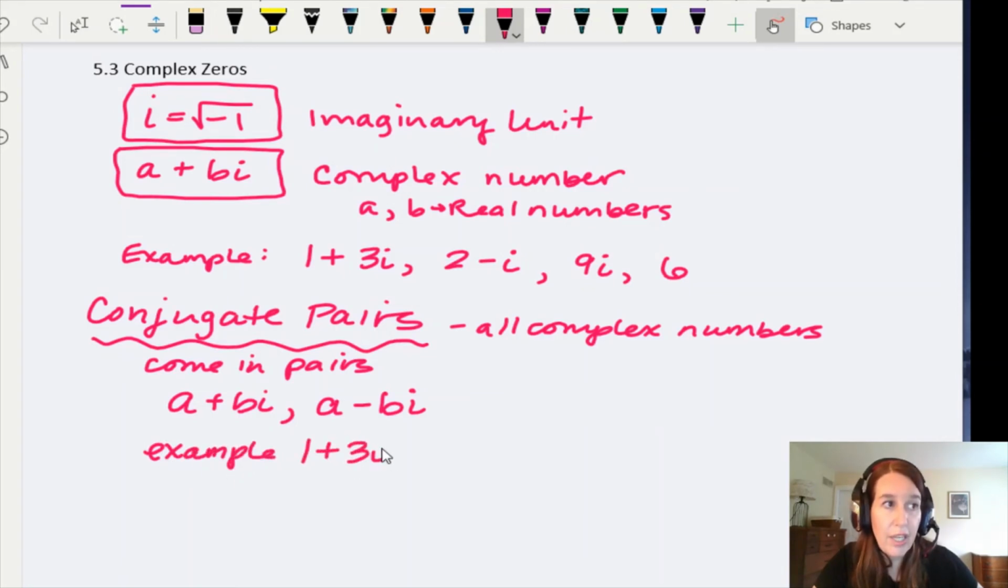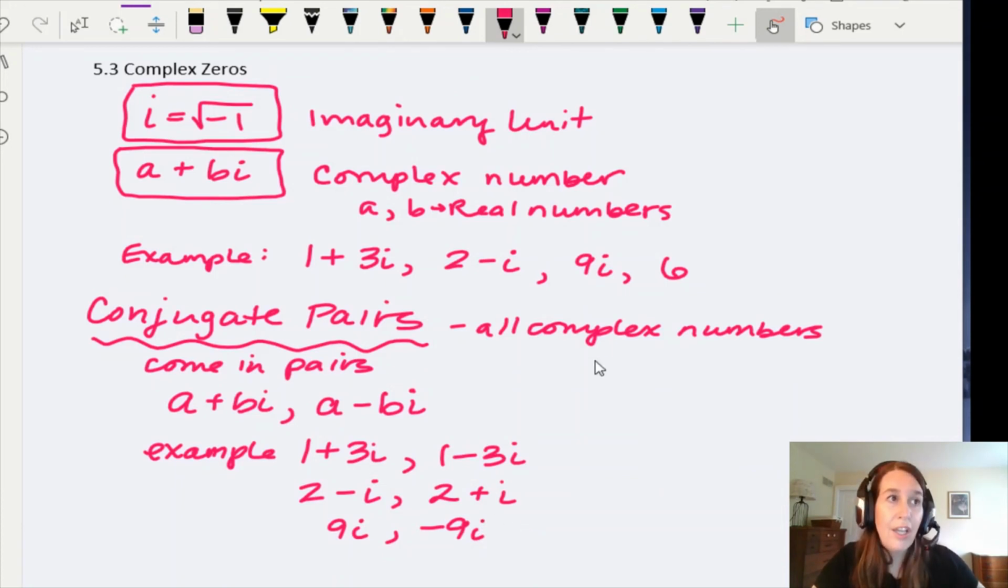Okay, so for example, if you have 1 plus 3i as an answer, you will also have 1 minus 3i. If you have 2 minus i as a solution, you know 2 plus i is also a solution. Same for 9i. If you have 9i as a solution, then negative 9i is also a solution. The 6, that doesn't really have a conjugate pair because it's 6 plus 0i. So 6 minus 0i is also 6. Right? So that's why those don't have a conjugate pair with them.